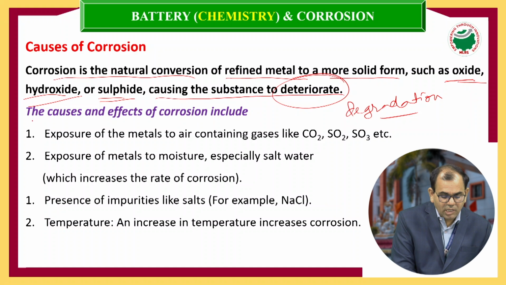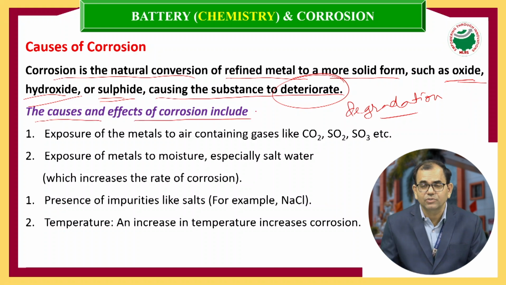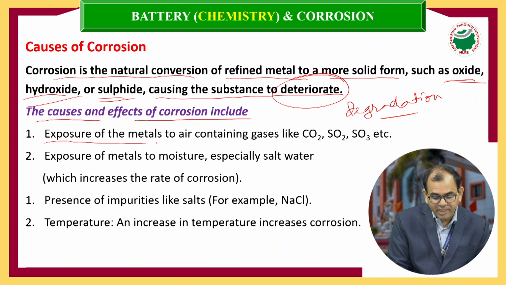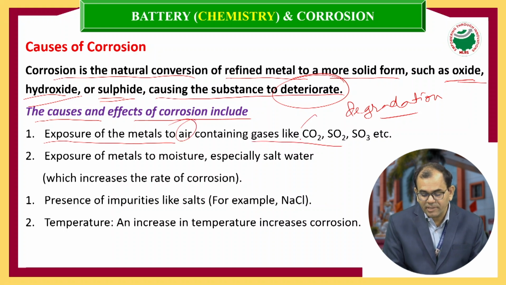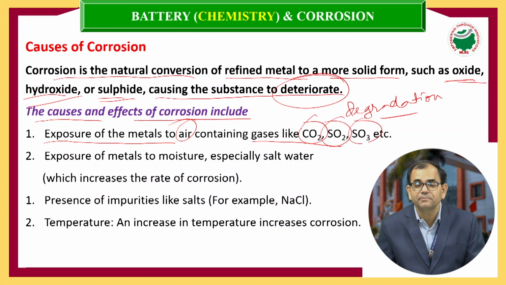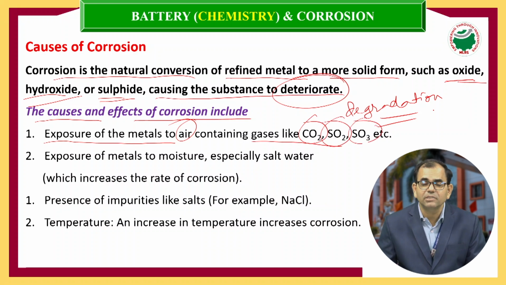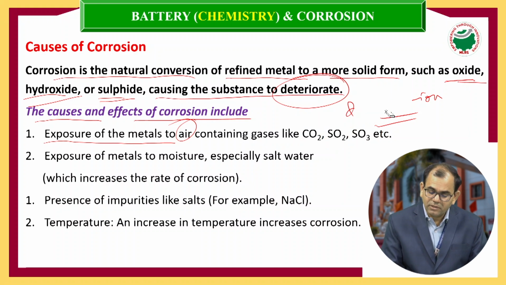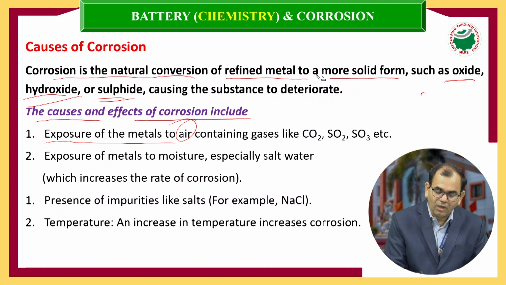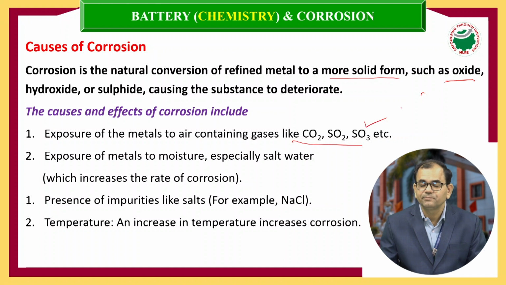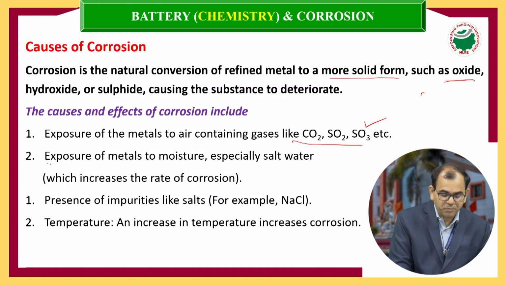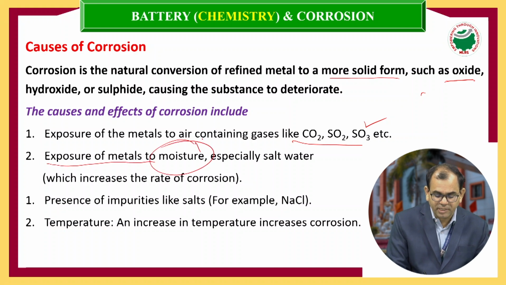Now, what are the causes and effects of corrosion? Let us see. Exposure of metal to air. Air is atmospheric oxygen and gases like carbon dioxide, sulfur trioxide, etc. These are all harmful gases to the metal. Not only oxygen, but carbon dioxide, sulfur dioxide, sulfur trioxide, all these gases make the metal deteriorate or degrade. That is one thing. Exposure of metal to moisture. Moisture is nothing but H2O, water.